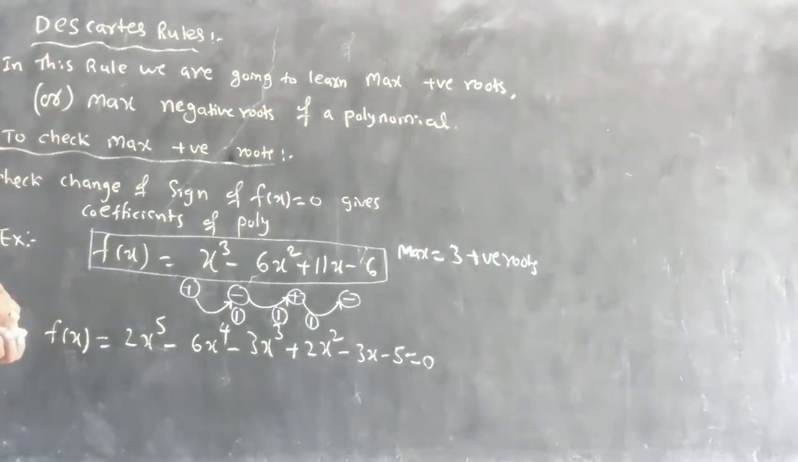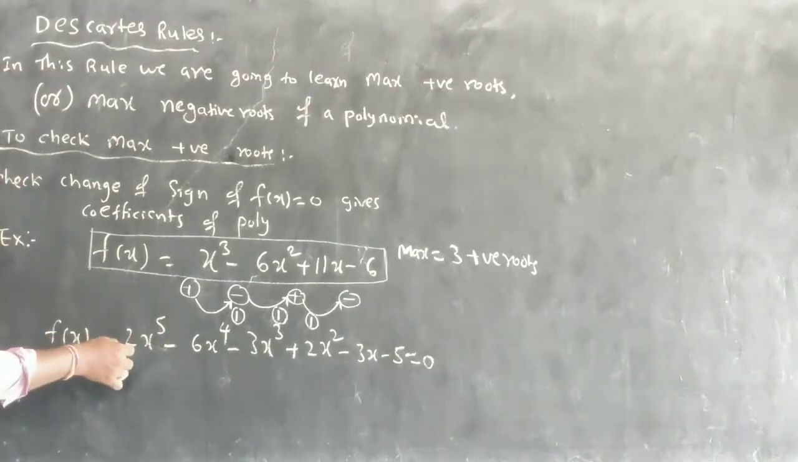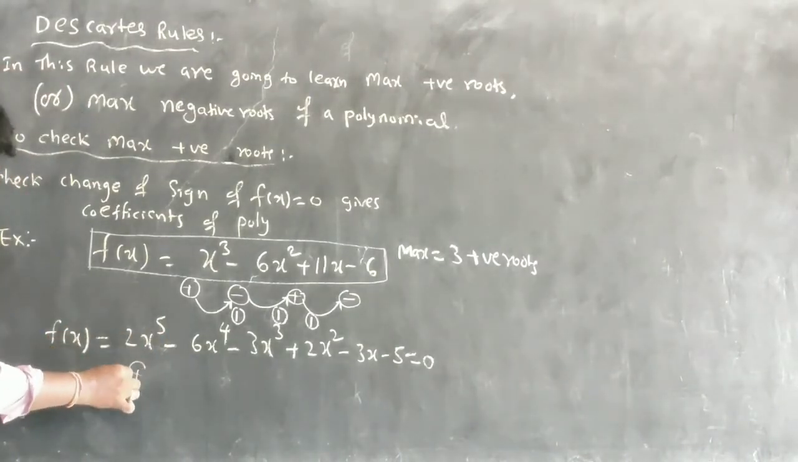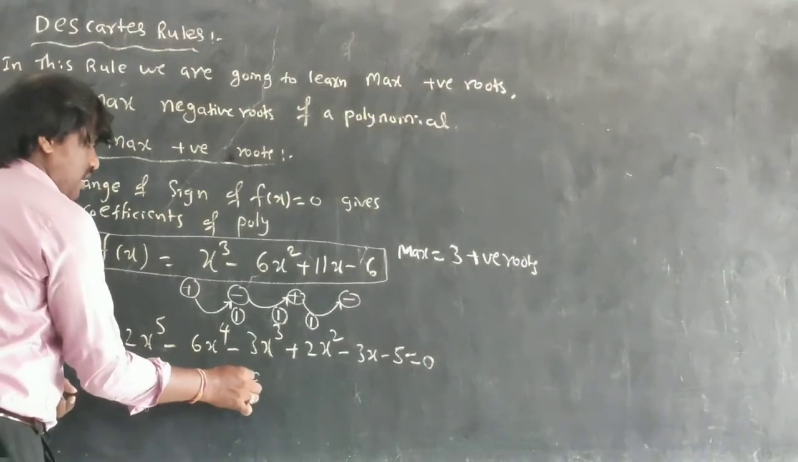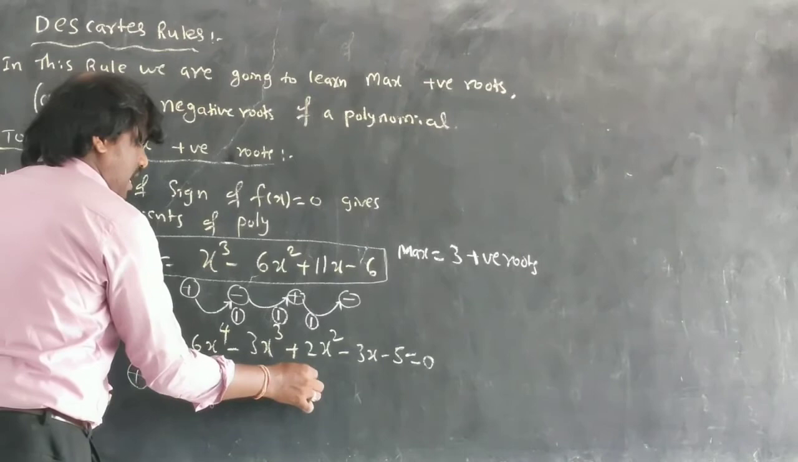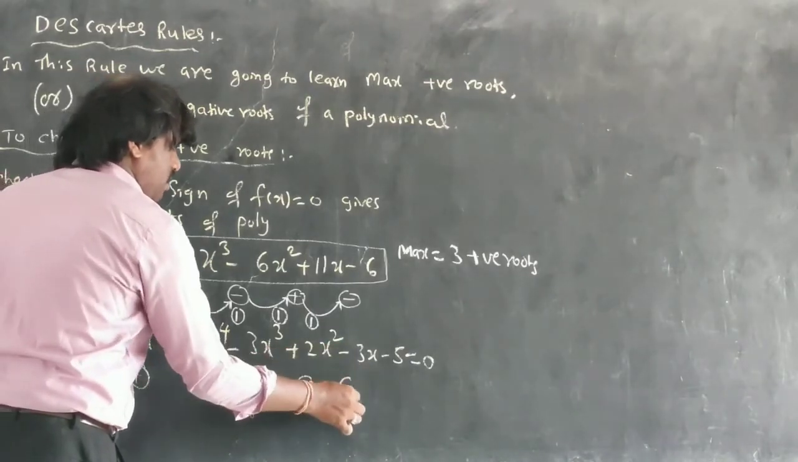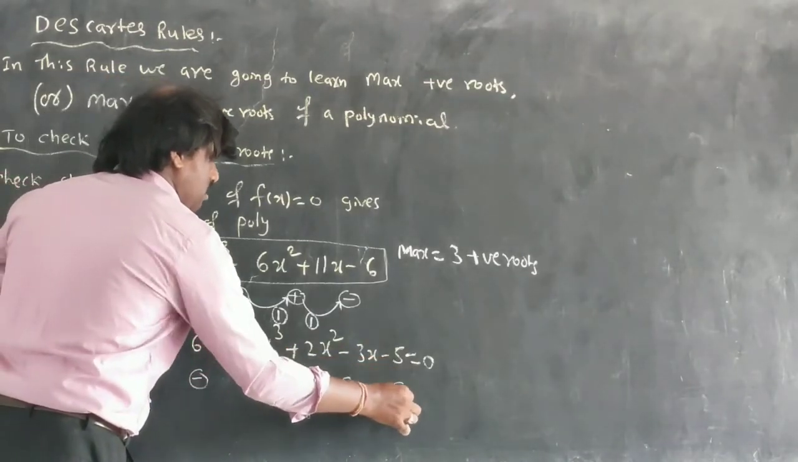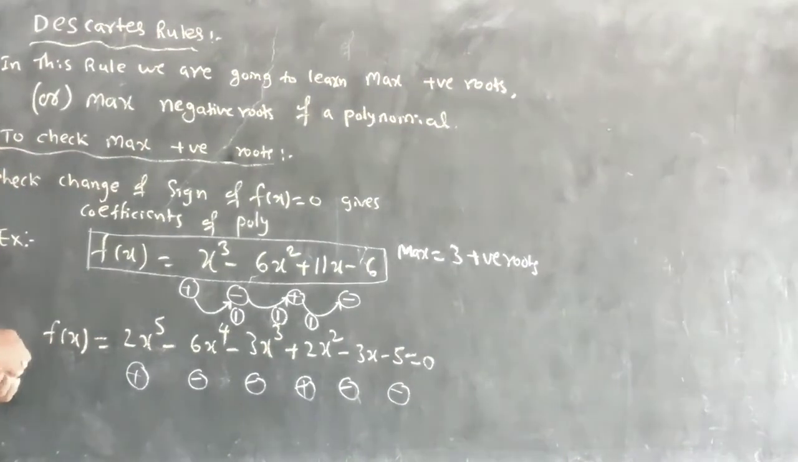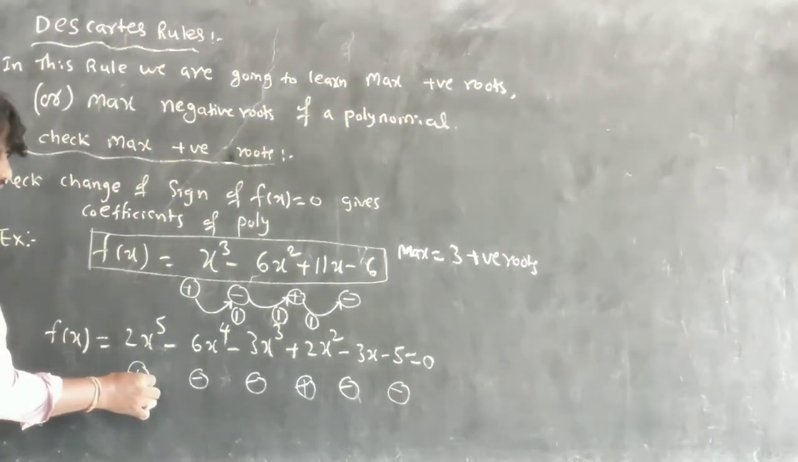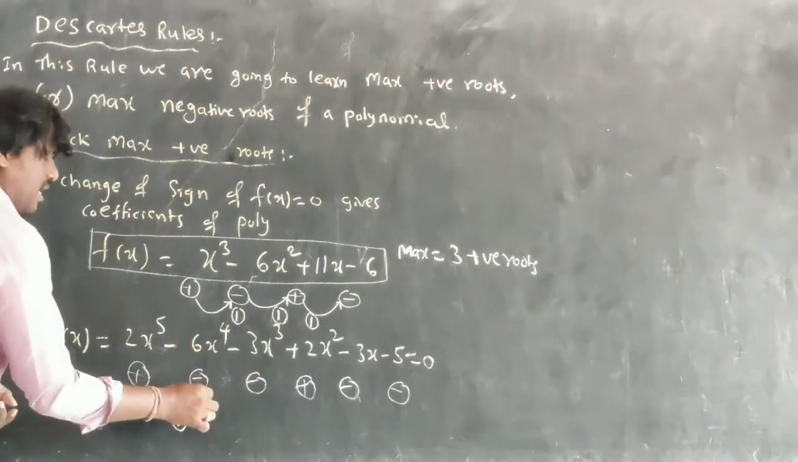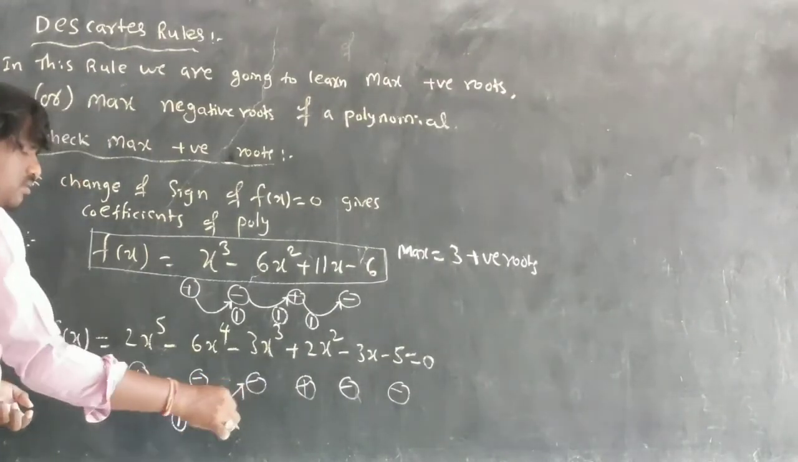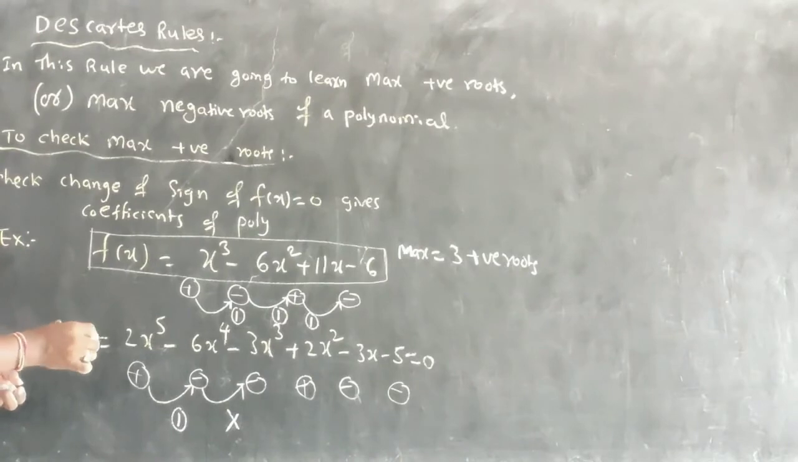Now let us go for this question. Let us take the signs of the terms. It is plus, it is minus, here it is minus, it is plus, it is minus, it is minus. Just take the signs. Now you can see this went plus to minus, so one positive root. Minus to minus, no positive root. That time you cannot count it.